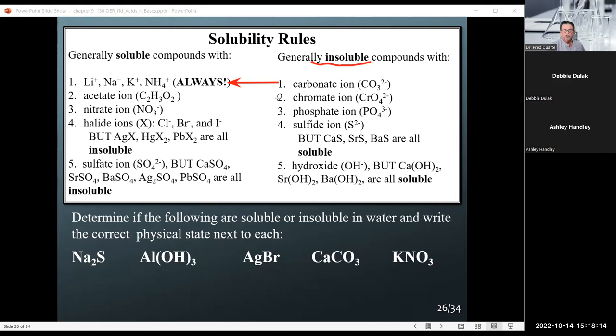The same is true for chromate. Everything with chromate is insoluble except the big four. So you got lithium chromate, sodium chromate, potassium chromate, ammonium chromate, and the same is true with carbonate. Again, with the phosphate, same scenario. All the phosphates are insoluble except lithium, sodium, potassium, and ammonium. Now, all sulfides are also insoluble except the 4 plus calcium, strontium, and barium.